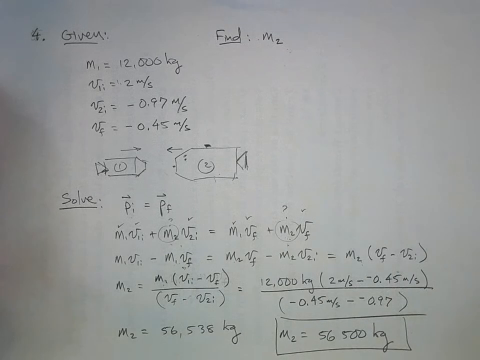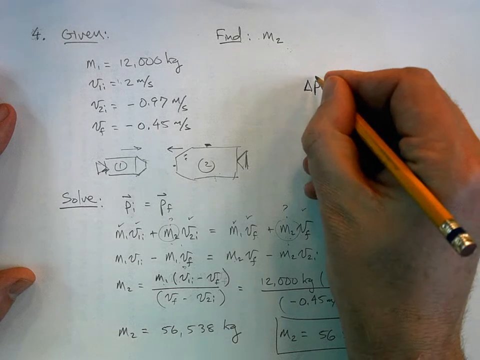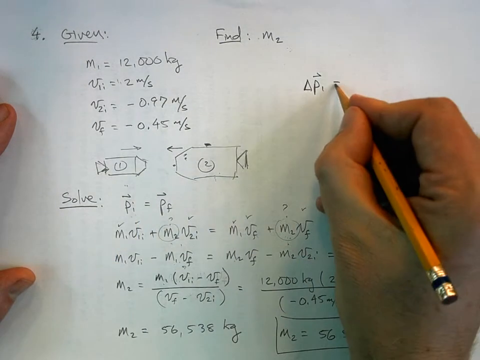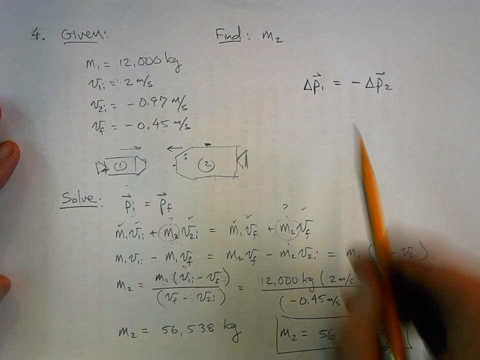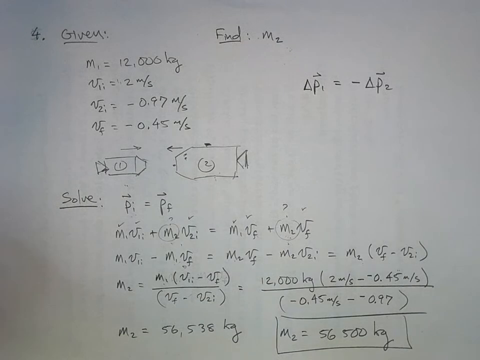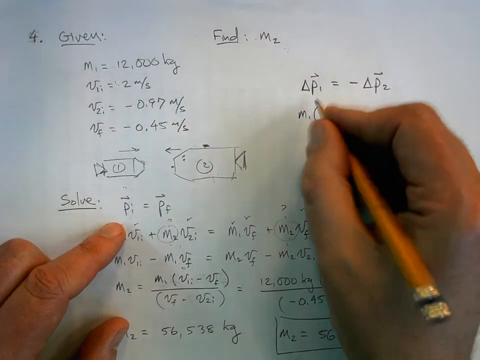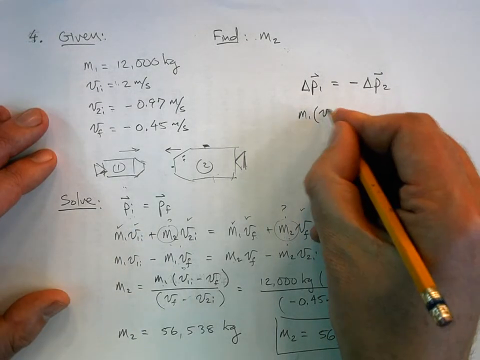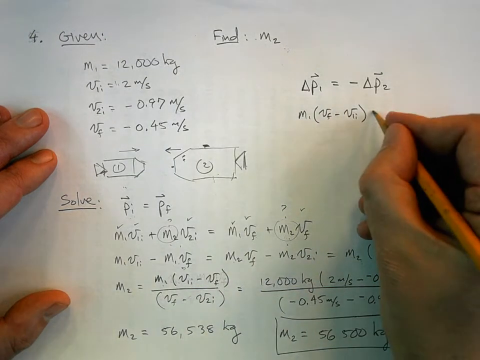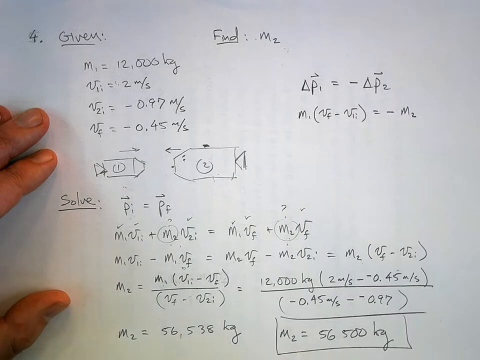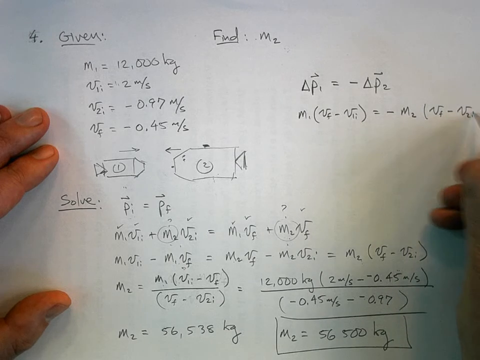One other possible way of approaching this, though, that will get you the same answer, is you can say, hey, the change in momentum of object 1 is equal but opposite to the change in momentum of object 2. This is another way of doing these problems. And if you do this carefully, you'll get the right answer, you get full credit. Well, what is the change in momentum of object 1? It's m1 times delta v for 1, which is v final minus v1 initial, is equal to negative m2 times v final minus v2 initial.